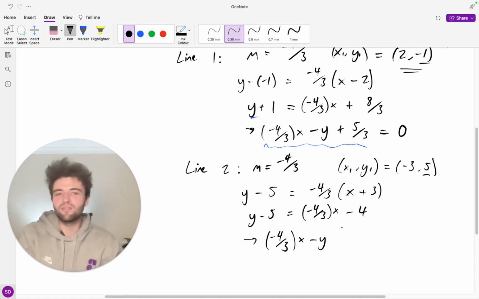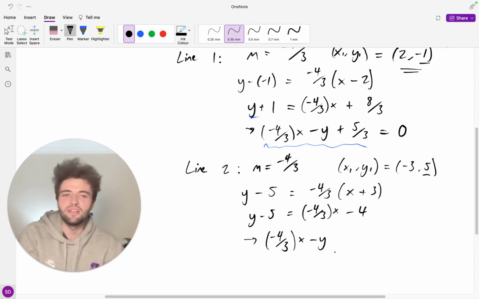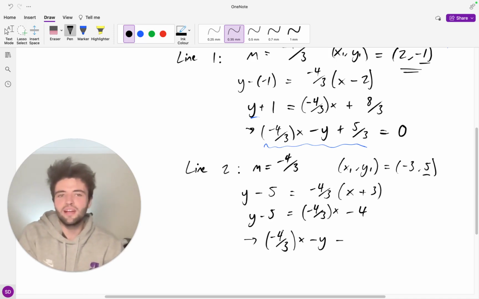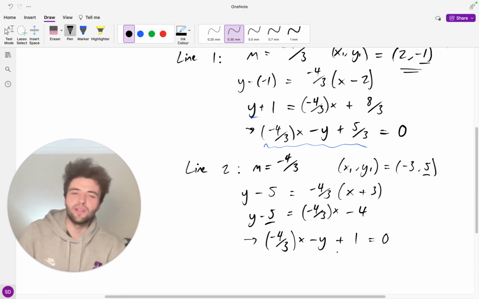And so following the same process now to get everything on one side, we can simply write it as minus 4 over 3 times x minus y, so subtracting across our y, and then adding across our 5. So just be careful with that. So we have a minus 5 we're looking to get rid of, so we need to add across by 5. That's going to become minus 4 plus 5, which becomes plus 1. And so this is going to be how line 2 looks when we get it in the proper form.